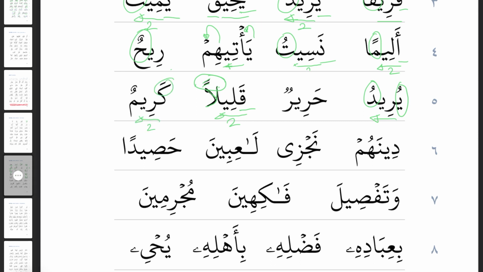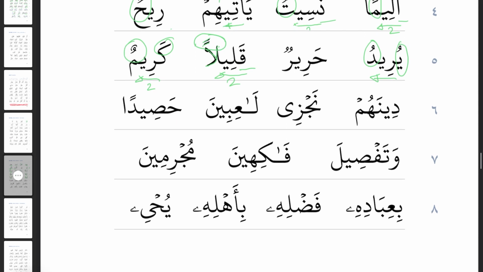Ri, mun. Line 6. Di, na, hum. Noon joining to the jeem, and hopefully you recognize that the jeem is a bouncy qalqala letter. Naja, zi. There's your 2 count stretch.